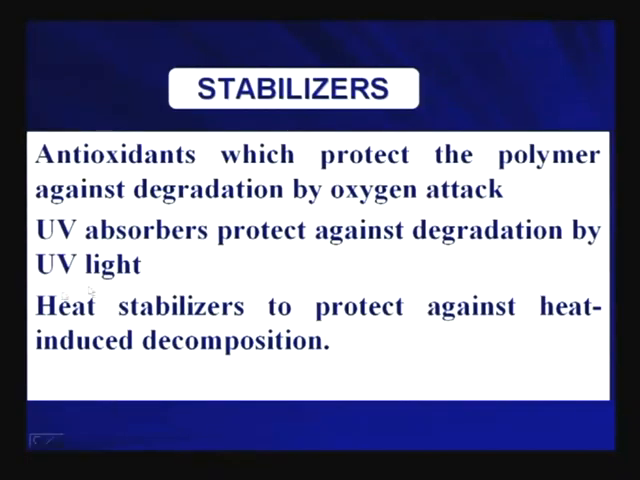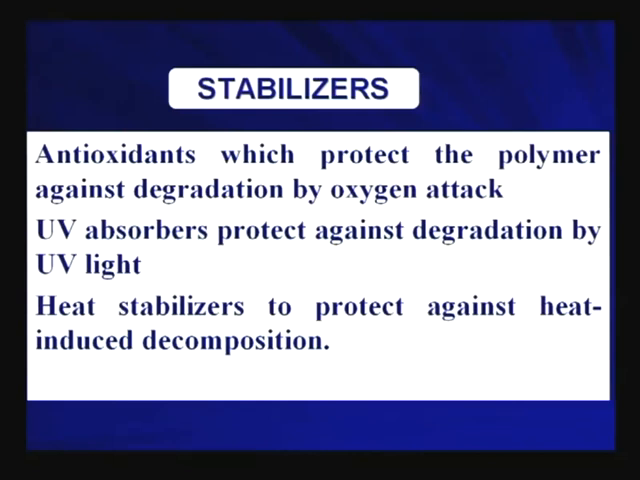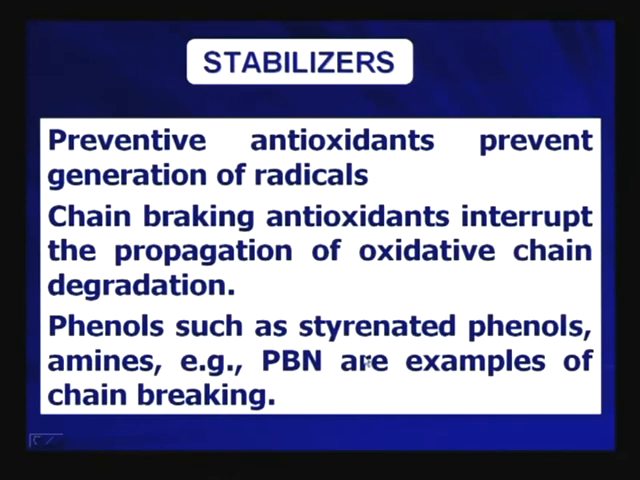UV absorbers, ultraviolet absorbers: there may be some ingredient blended with the polymer that will absorb the ultraviolet light. That means it will make a shielding effect. It will not allow the polymer to absorb the UV. That ingredient will absorb the UV and convert it to energy of higher wavelength, that means less harmful. So from harmful to harmless, that can be done by some UV absorbers if the product is exposed to UV light. Heat stabilizers protect against heat induced decomposition. Now, preventive antioxidants prevent generation of radicals.